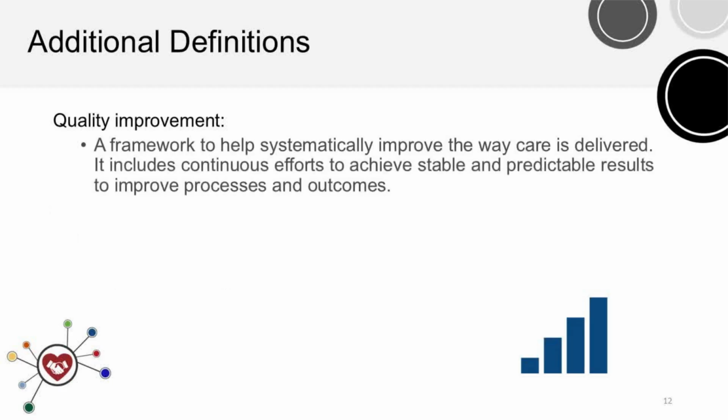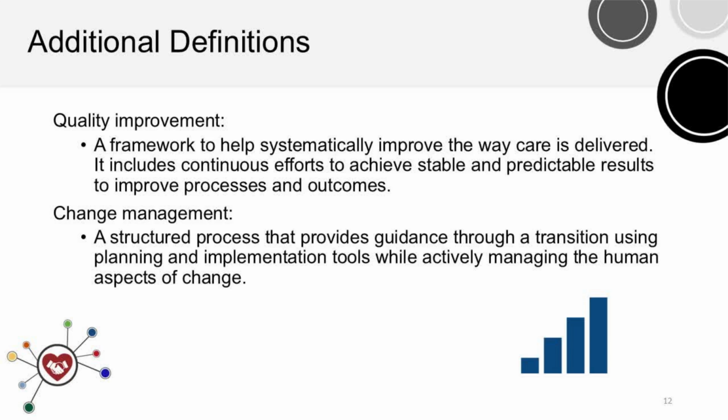Quality improvement is a framework to help systematically improve the way care is delivered. It includes continuous efforts to achieve stable and predictable results to improve processes and outcomes. Change management is a structured process that provides guidance through a transition or change in an organization using planning and implementation tools while actively managing the human aspects of change.